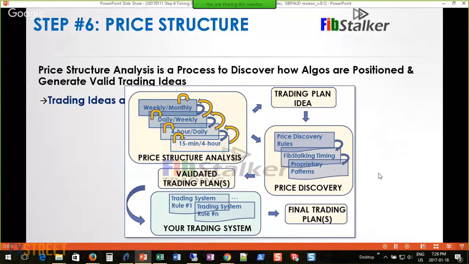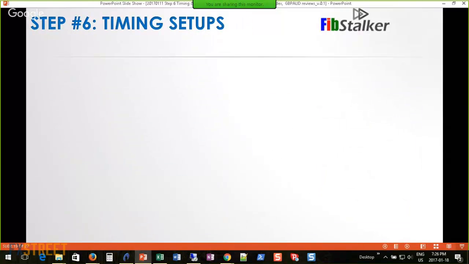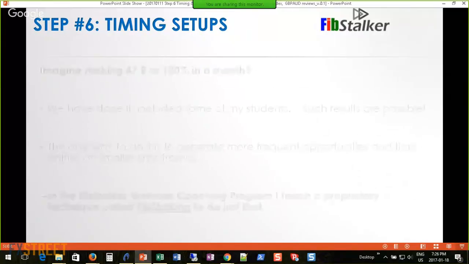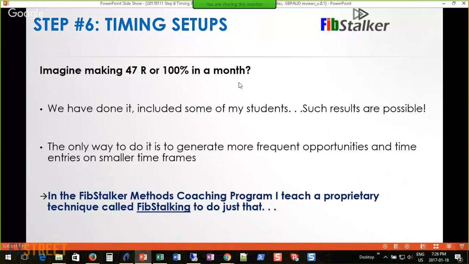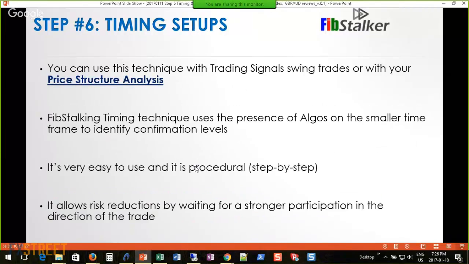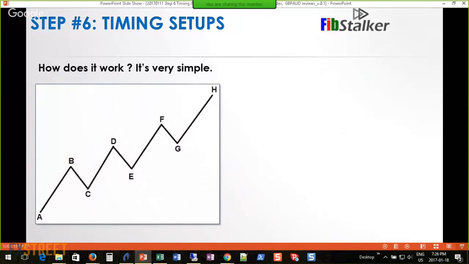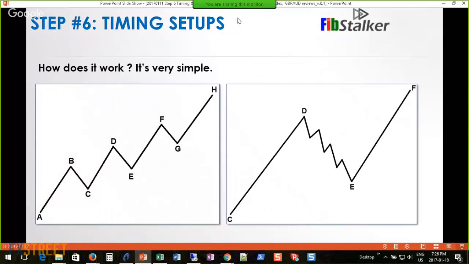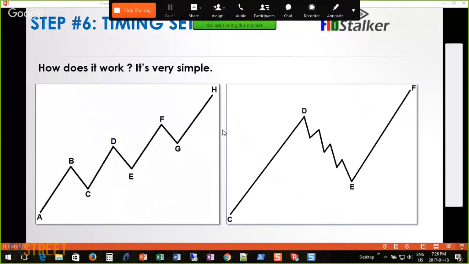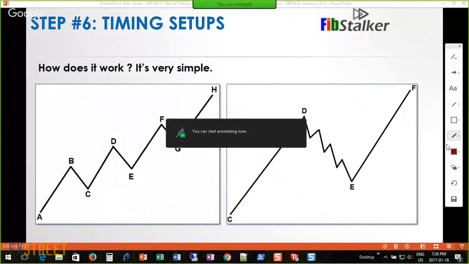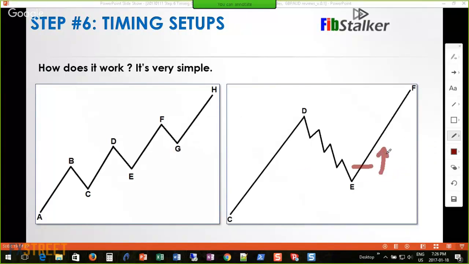Okay, so this basically concludes the educational on step 6 of our 10 steps to successful trading. What we looked at were two things: timing setups, and how timing setups can help us increase the reward to risk. The reason why we can increase that is because we get to work on a smaller time frame, and particularly when we use the FibStalker timing technique, we are able to identify a confirmation level when price gets above for longs or below for shorts.